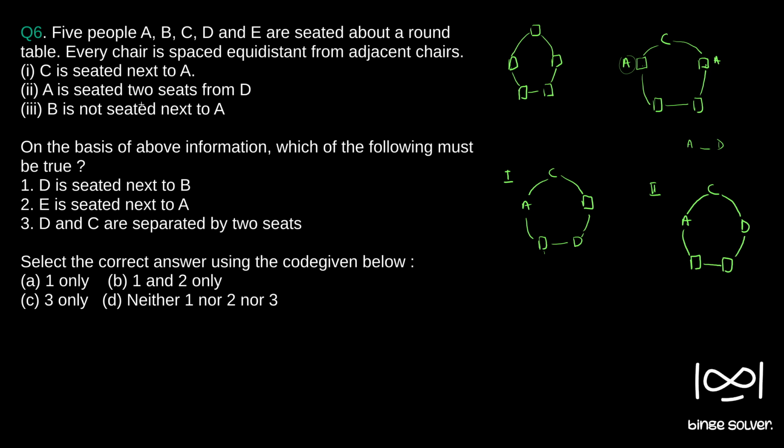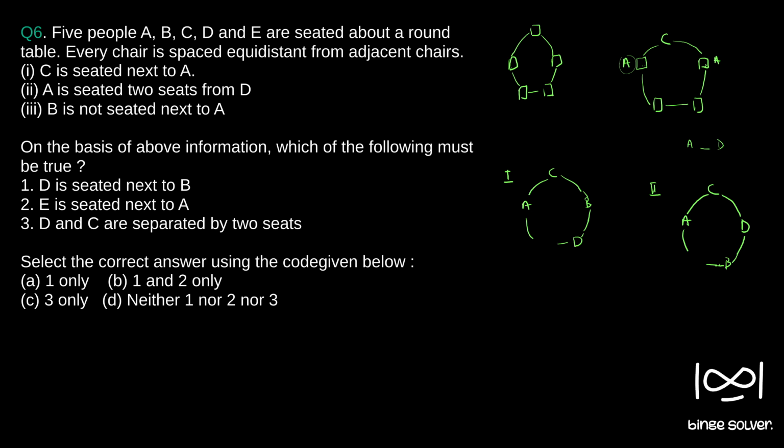Now it is given B is not seated next to A. So the only option that is left to fill in B is this position. The other position is seated next to A. If B comes here, B becomes seated next to A. So B is filled in case 1. Similarly, in case 2, the only option left for B is here. So we filled in B also. Now the only person left is E. There is only one seat left, so we can go ahead and fill that also.